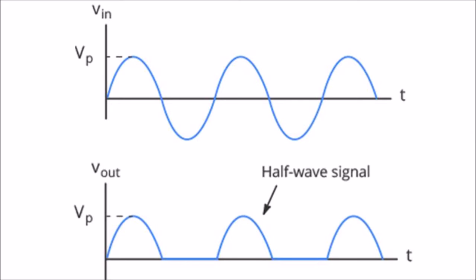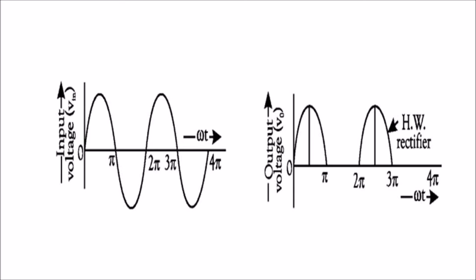It means that only the positive half cycle of the AC input voltage is utilized for delivering AC power. It is evident that the output voltage VO is not a steady DC, but a pulsating DC, the wave having a ripple frequency equal to the input voltage frequency.